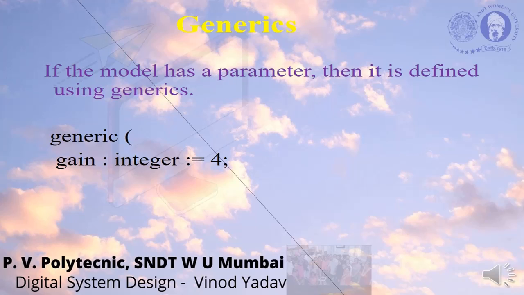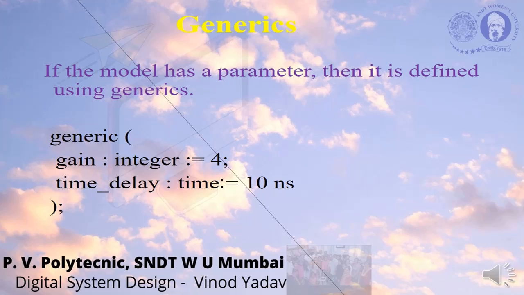Then you are putting a semicolon because you want to define the second one. In the second one you are saying time delay. You named it time delay, and again you are defining its data type as time. After the colon, whatever comes is a time, and then := 10 ns. You are not putting a semicolon there, but you are putting a semicolon after the block. This is the way you define generics.